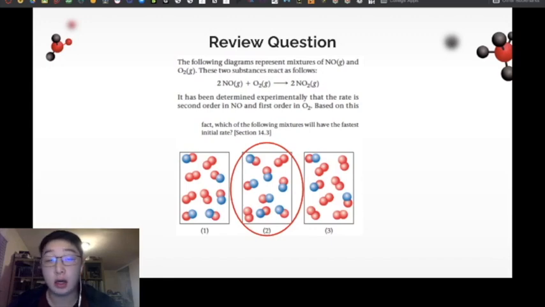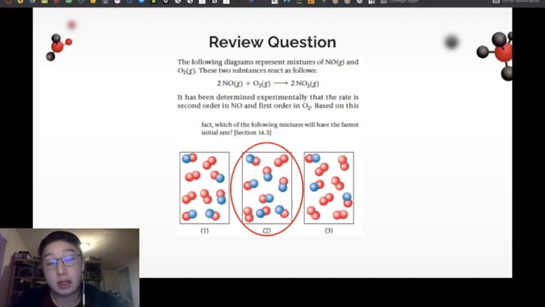So the answer here is 2. And if you remember from the lecture on reaction orders, the order of the reaction in relation to one of the reactants shows us how increasing or decreasing the concentration of one of the reactants will change the rate of the reaction. And obviously for second order, it quadruples it, but for first order, it just doubles it if you increase it by twofold. Yeah, the answer here is number 2.